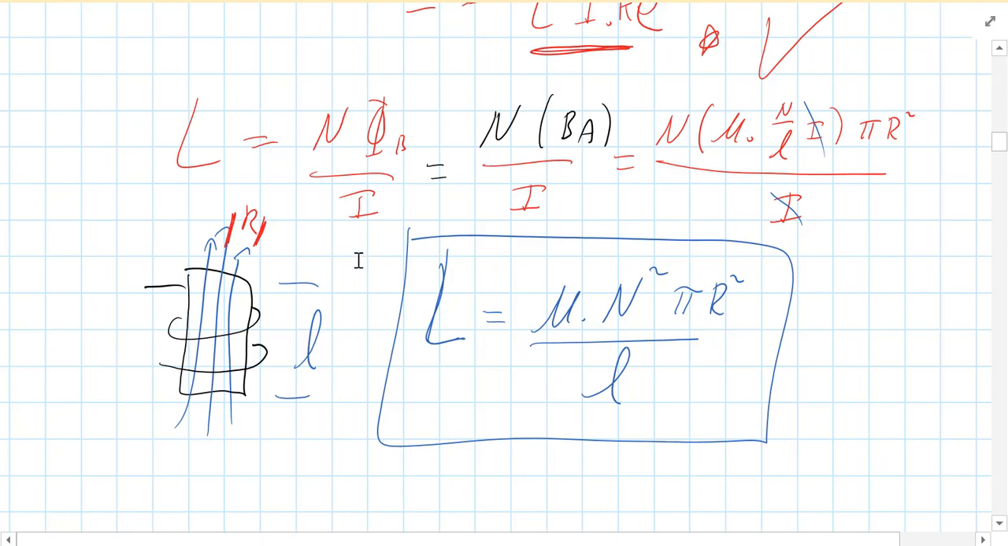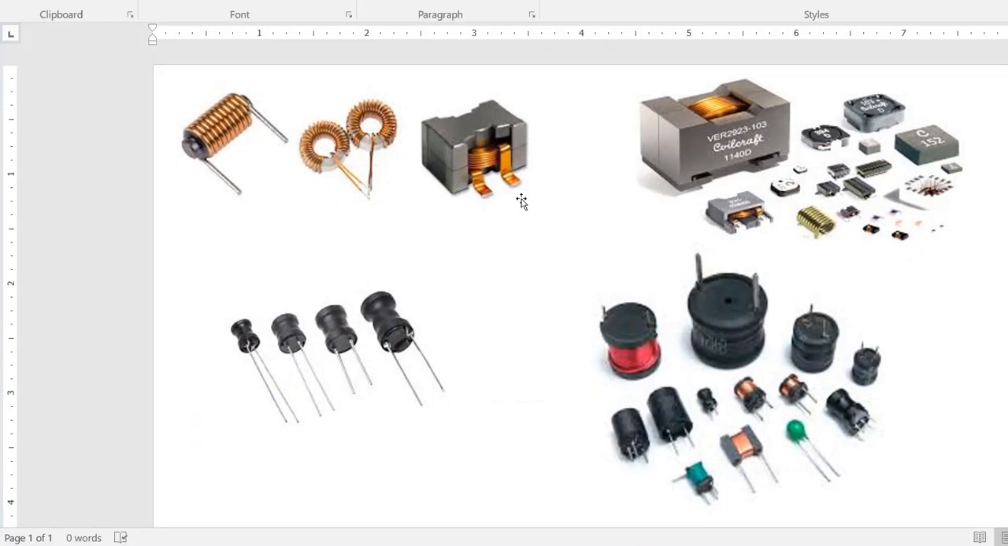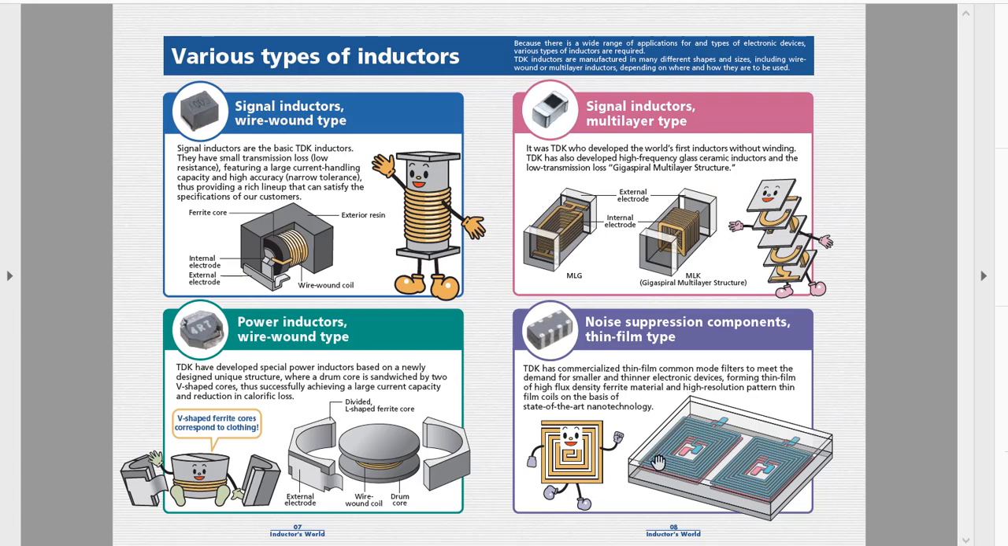Now notice, if you want to maximize that, what do you want to do? You want to have as many turns as possible, you want a big area, and you want to be as short and stubby as possible. If you look at some of these inductors, it's many turns of wire, relatively short and stubby with a fairly large area. This one is kind of medium, and these ones here are very short and stubby with a lot of turns. You'll notice that most of these are short and stubby with a lot of turns. That maximizes your inductance.